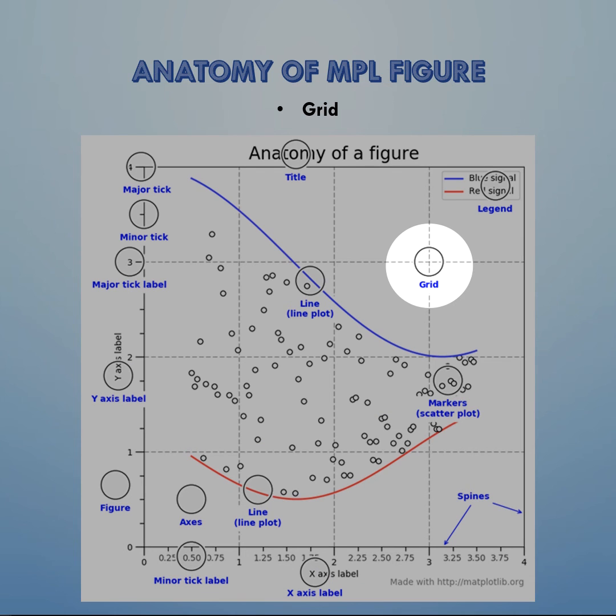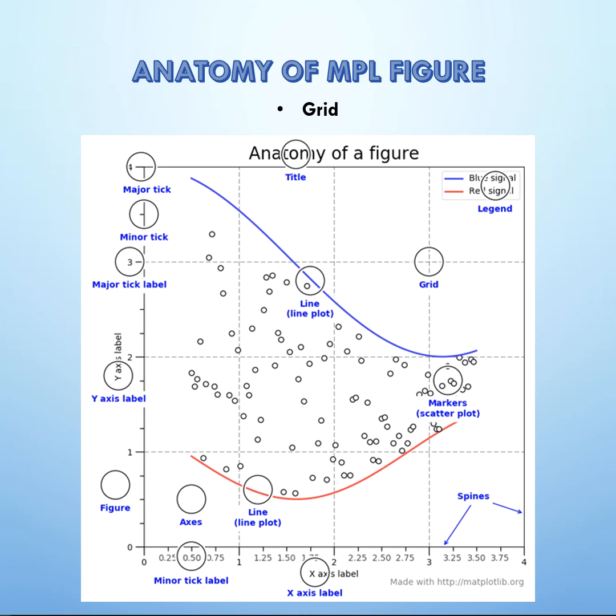Finally, grid. Grid is a group of lines that divide our axis area and are drawn along the major and minor text. And the main purpose of that is to make it easier for our audience to read our chart points comparable to the x and y axis values.